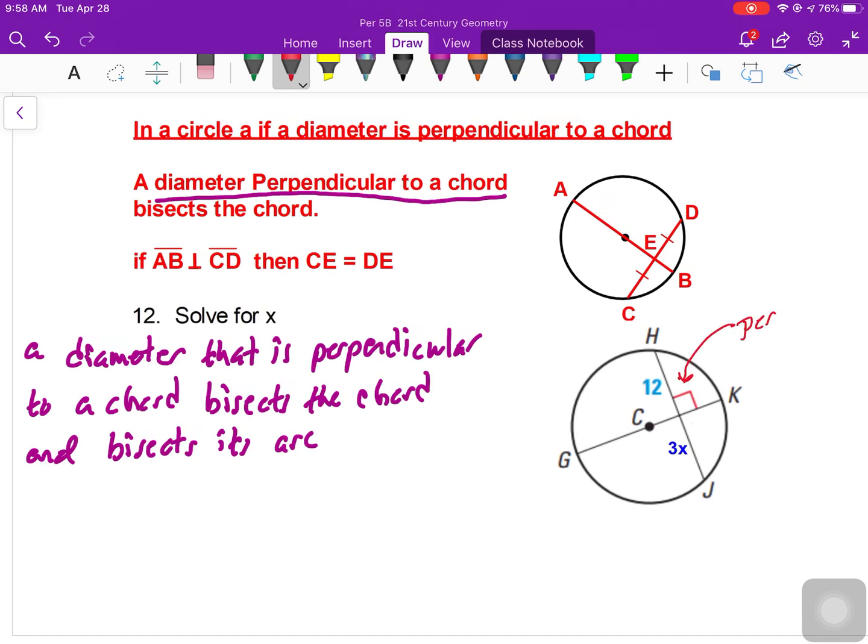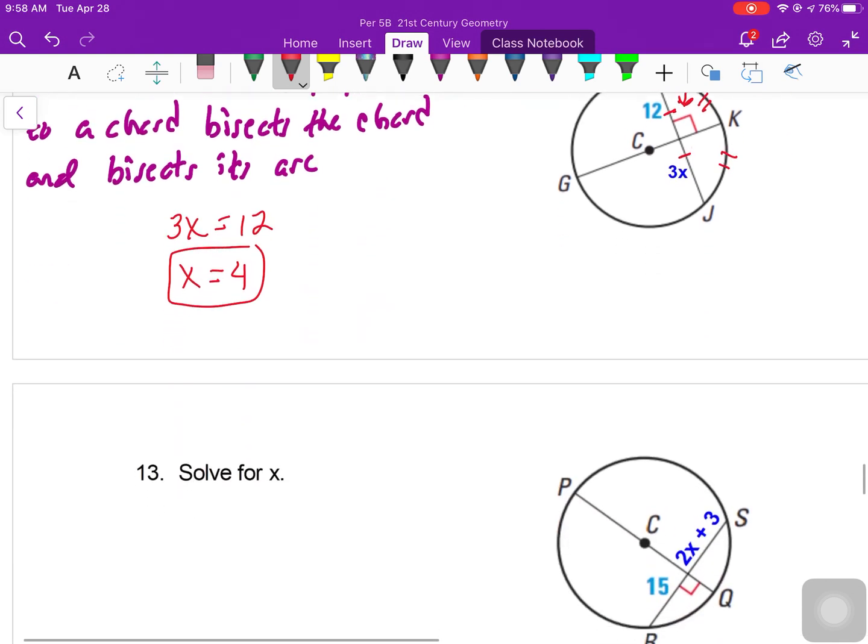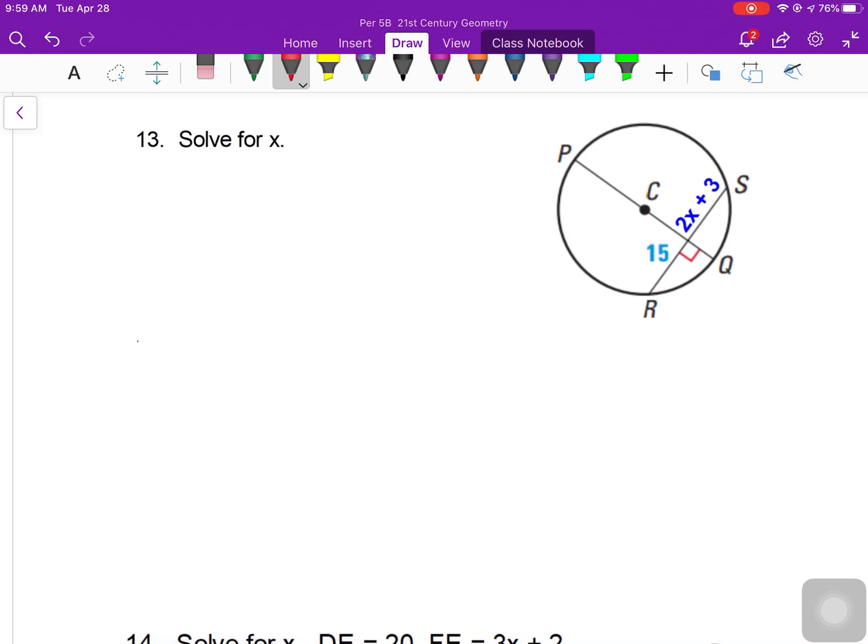So what we look for is, first of all, a box to show that it's perpendicular. If it's perpendicular, we would know that the chord is cut into two equal parts. Those are congruent. And the arc is cut into two equal parts. So those two arcs are congruent. Of course, in this one, we're only interested in the chord. So we would know the 3x would be equal to the 12, so x would be equal to 4. So a diameter perpendicular to a chord bisects the chord and bisects the arc.